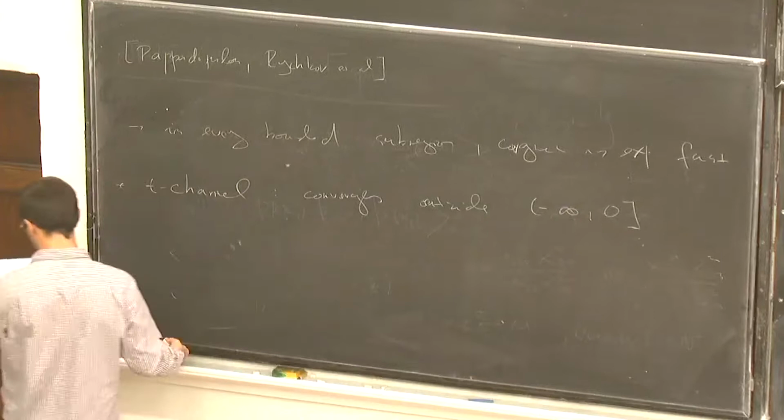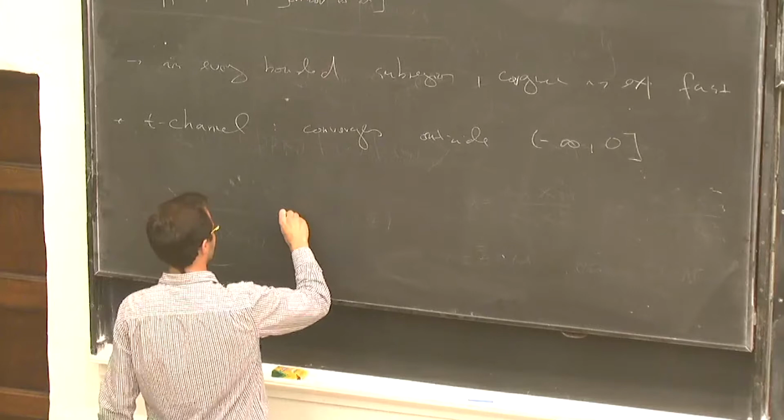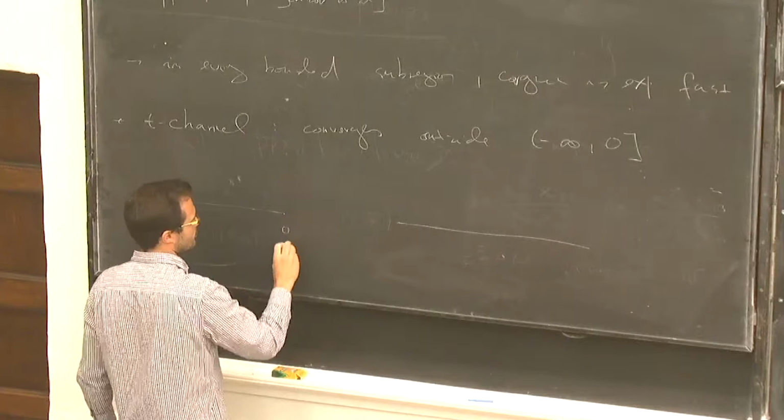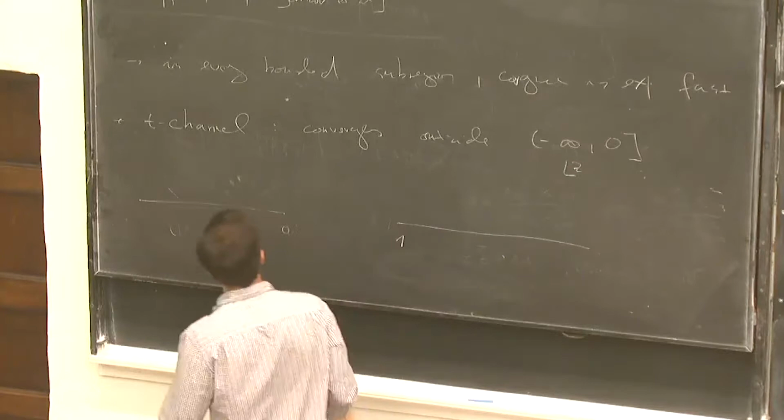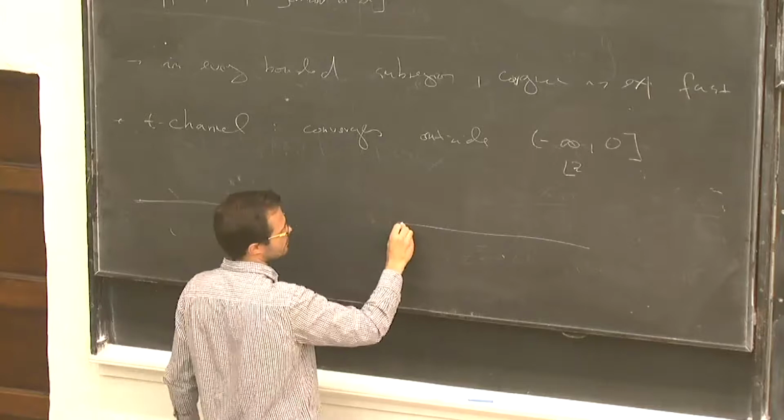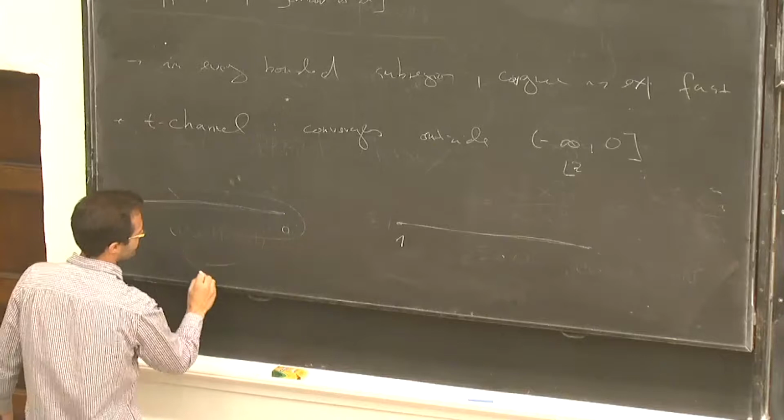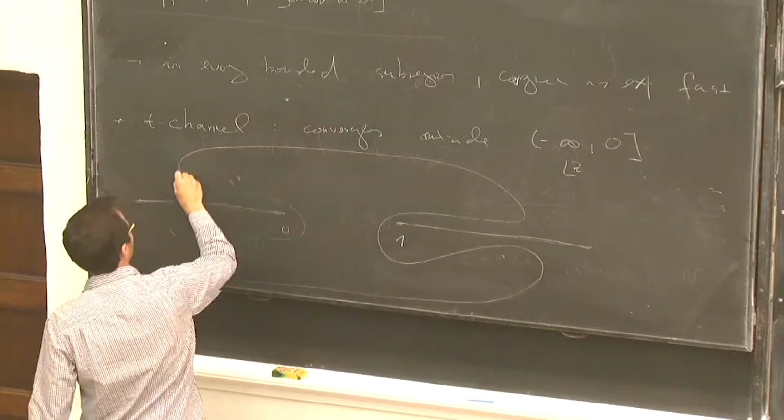So at the end of the day, the crossing equation makes sense where both S and T channels converge. So the crossing equation in the z plane makes sense whenever we are away from either this semi-line or this semi-line. And the convergence is exponentially fast in every bounded region, I mean, region which is bounded away from the axis. So in every such region, you're going to have an exponentially fast convergence.